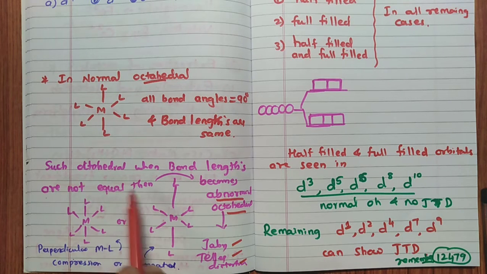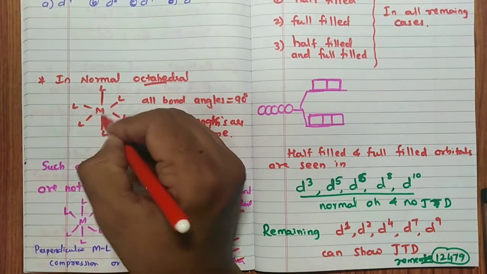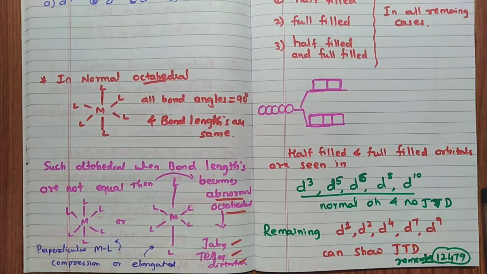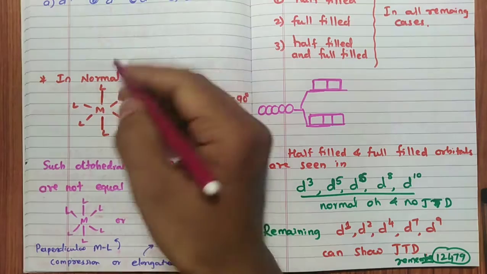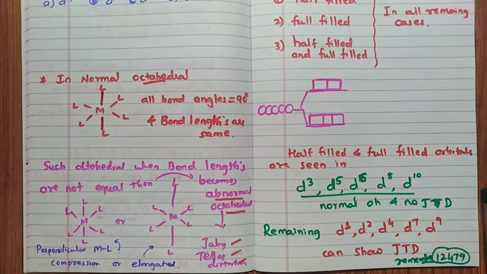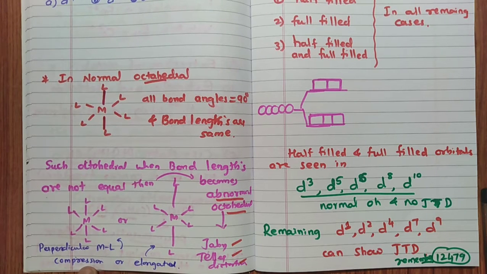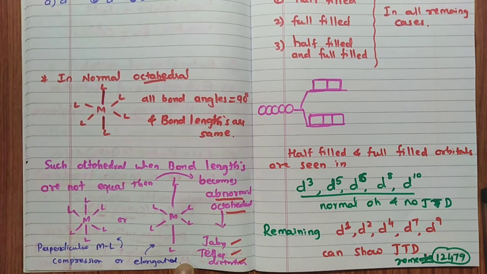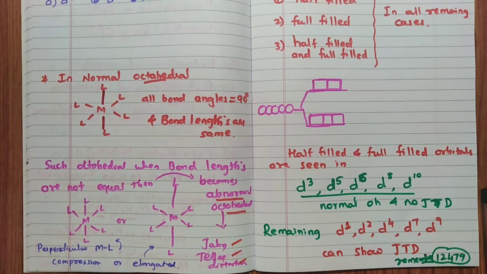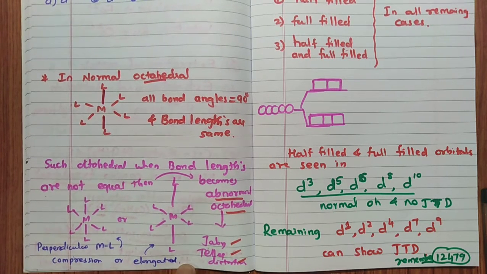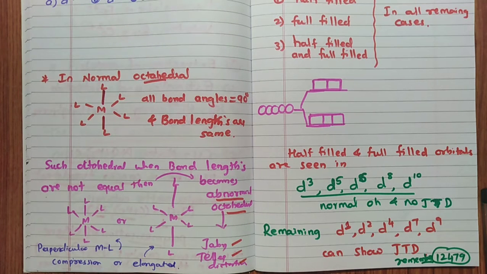Angle remains the same. The difference in the bond length is called Jahn-Teller distortion. Difference in bond length means, see, the ML bonds perpendicular to the plane, either above or below. So those two bond lengths will either compress or elongate compared to the normal bond length.